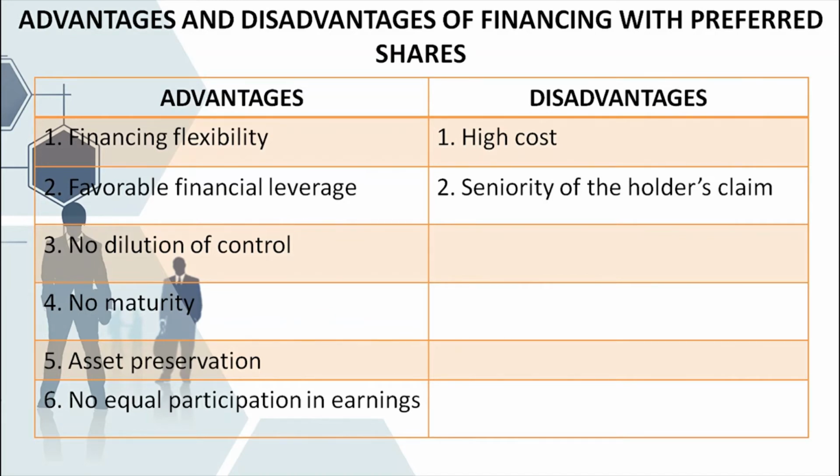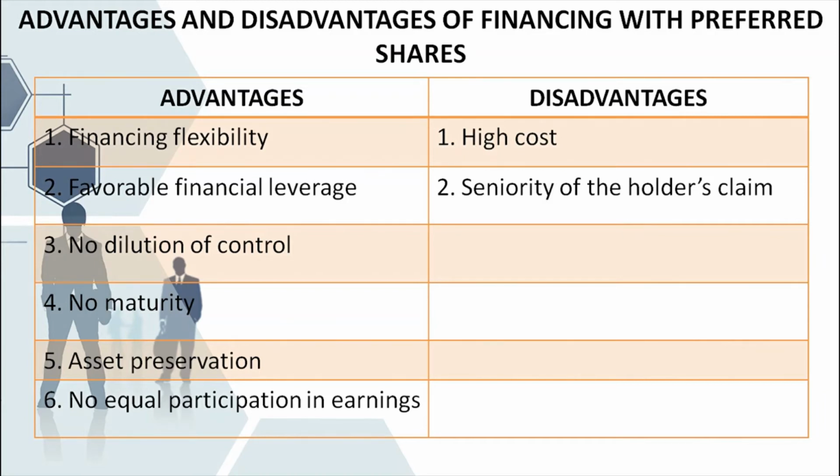On the other hand, preferred share has its disadvantages. The first is high cost. Preferred share has a higher after-tax cost of capital than debt because preferred dividends are not a tax-deductible expense, whereas interest expense on debt is deductible.